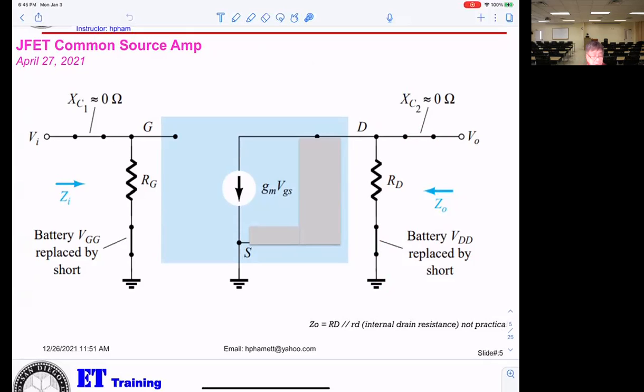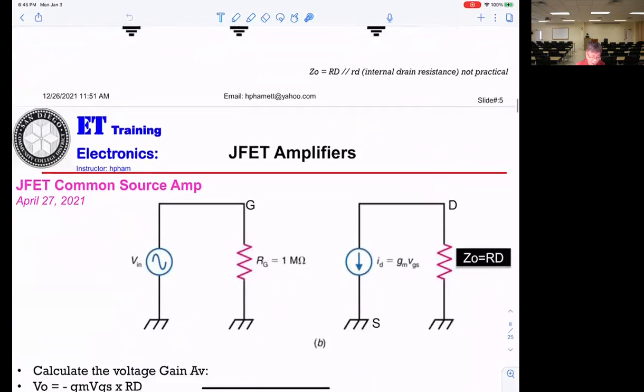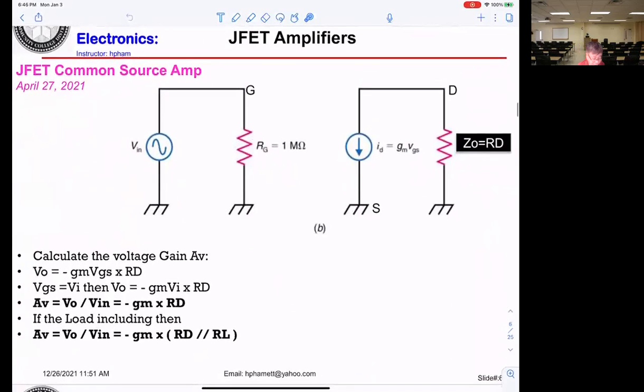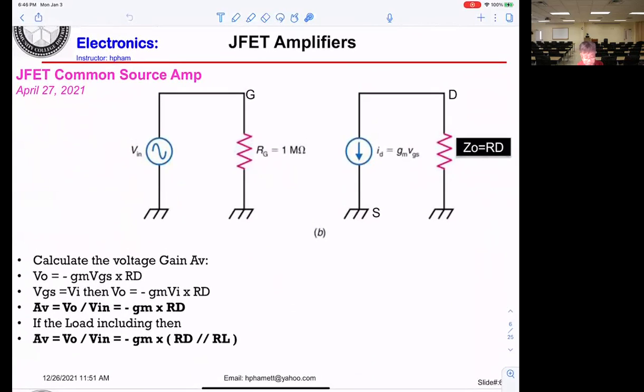I want to know if there are any questions about converting from the DC circuitry to the AC circuit. Okay, now you can say that is the AC model.